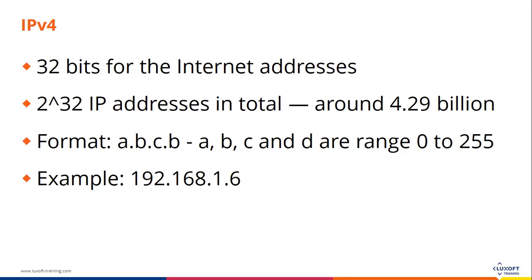Each device on the internet has an IP address. And in use, there are two versions of this IP: IP version 4 and IP version 6. IP version 4 uses 32 bits for the internet address. So this means that the format is A.B.C.D. Each of these is in the range 0 to 255. So it means that we may have up to around 4.29 billion devices inside the network, 2 power 32.